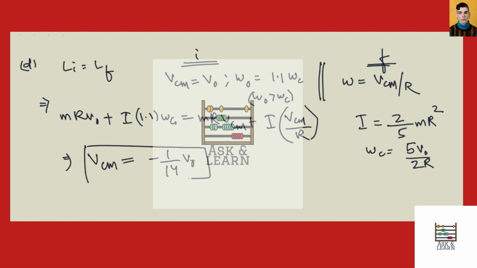And this answer is also reasonable because there is more than enough backspin. Now that omega naught is greater than omega c, there is more than enough backspin. Therefore, this answer is reasonable, and so the ball's final state is rolling backwards.